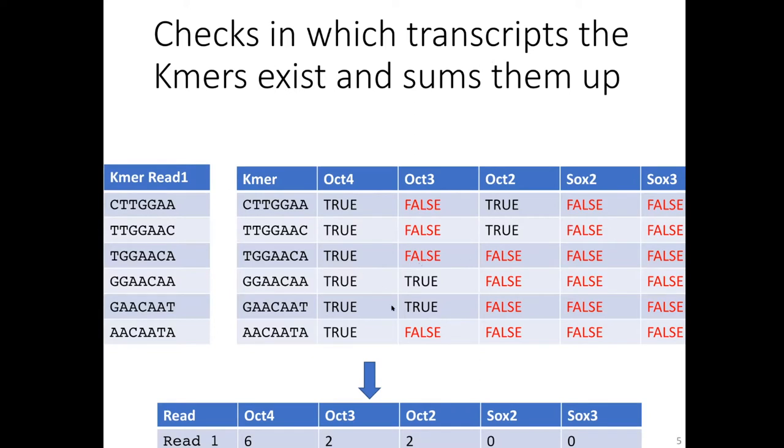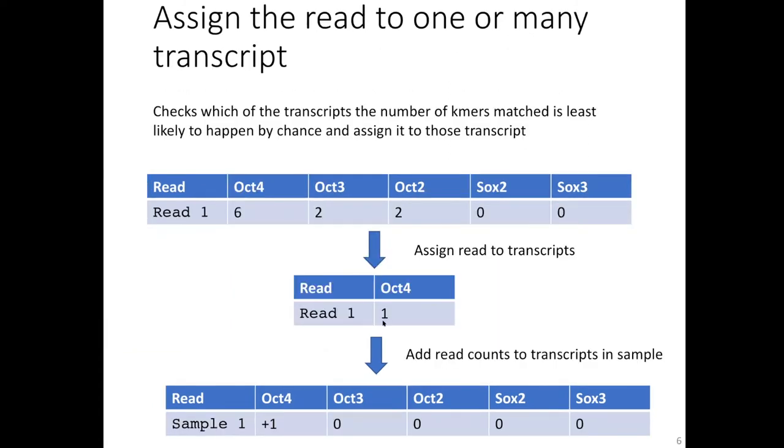And it goes on and it looks and it looks, and at the end, it just summarizes all the k-mers. Where did we find the most k-mers? And as you can see, it found most of the k-mers in OCT4. And therefore, it will assign read one to OCT4 because that was the only one that had the highest number. So it would be 1. Read one comes from sample one, and then you would have one extra. And then it just does that for all the reads.